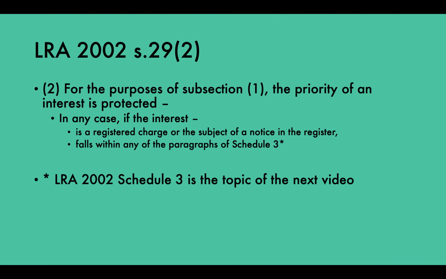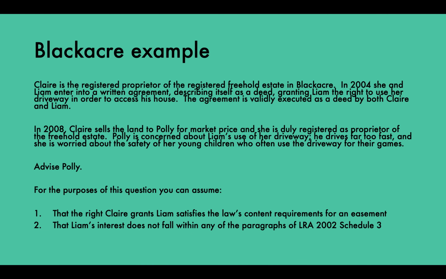Okay, so we're now going to look at an example of how these provisions operate in practice with a Blackacre example. So Claire is the registered proprietor of the registered freehold estate in Blackacre. In 2004, she and Liam enter into a written agreement describing itself as a deed, granting Liam the right to use her driveway in order to access his house. The agreement is validly executed as a deed by both Claire and Liam.